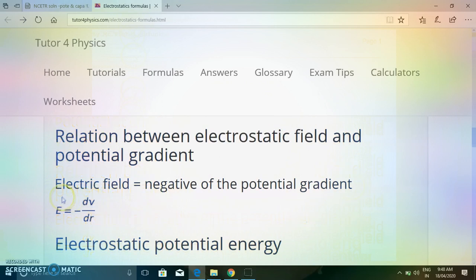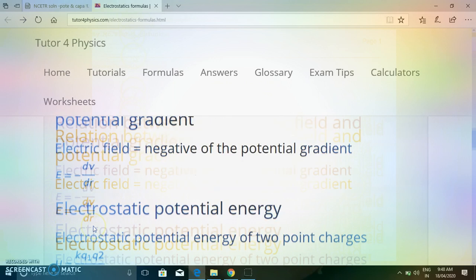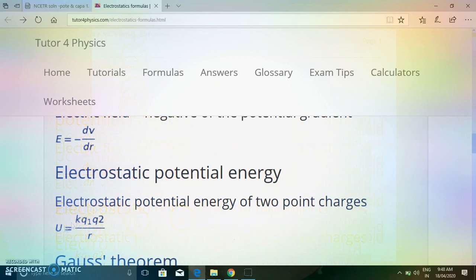Then the formula for it: the electric field is always equal to the negative of the potential gradient. So E is equal to minus dV by dr. Electrostatic potential energy we have already calculated. The electrostatic potential energy for two point charges is always U is equal to K Q1 Q2 upon R.